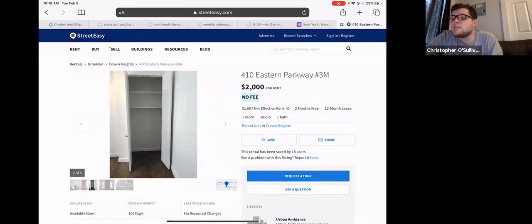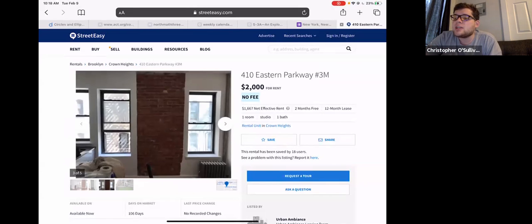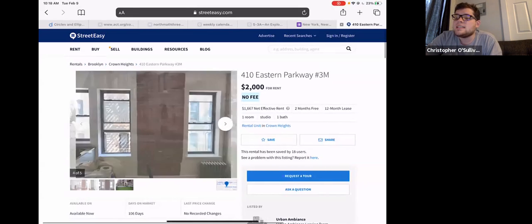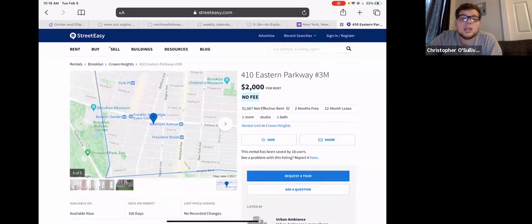So the studio that Ms. Townsend and I are going to be writing an equation for today and modeling through how to do this procedure for is a nice studio in Crown Heights that is $1,667 per month. And Ms. Townsend, if you look, it's in a very nice part of Crown Heights. It's not far from Prospect Park or the Botanical Gardens.